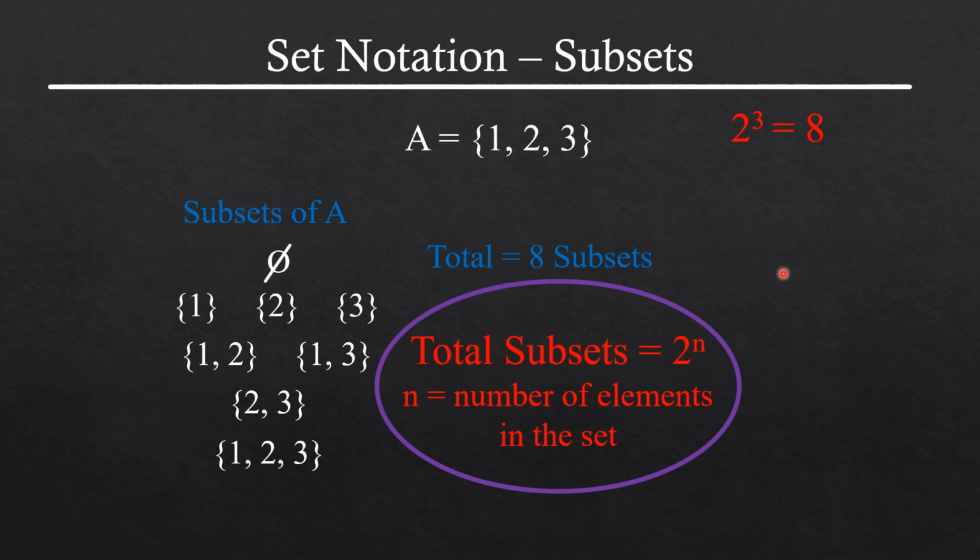All right. So if you had a set that had 5 elements in it, you would say 2 to the 5th power. If you had a set that had 50 elements in it, you would say 2 to the 50th power, and then you would get your answer, and that would be the number of subsets. All right, so hopefully that will help you.